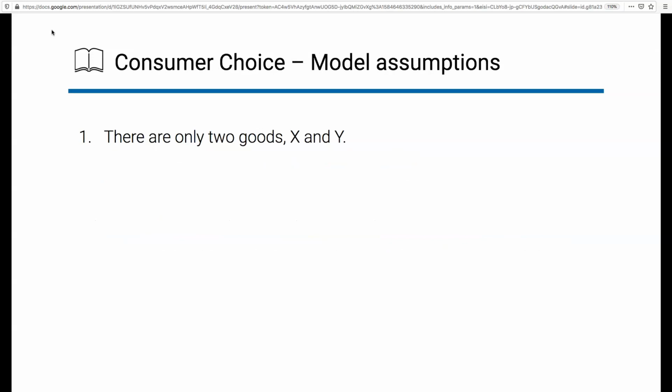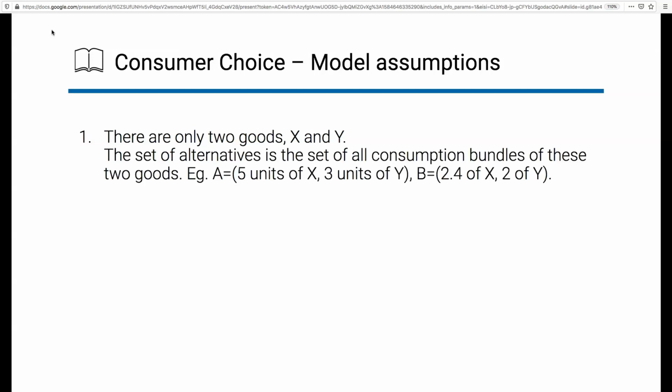So when we switch to consumer choice, let's talk about the model assumptions first. For once, we're only going to focus on a world in which there are two goods to choose from. We'll call them goods X and Y. The set of alternatives in this world would be all possible consumption bundles of these goods. For example, I can say one alternative A would be 5 units of X, 3 units of Y. Alternative B could be 2.4 units of good X, 2 units of Y, and so on. So think about all possible combinations of some amount of good X, some amount of good Y. That would be an alternative.